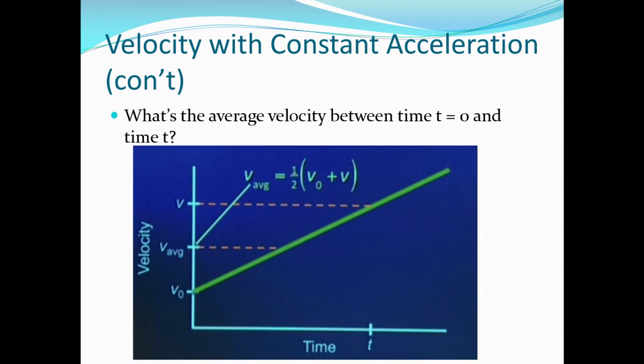So it's like finding an average between two test scores. You would add up the two test scores and divide by 2. But in this case, the two values represent the initial and final velocities. This is unique to the situation where the motion is under constant or uniform acceleration.